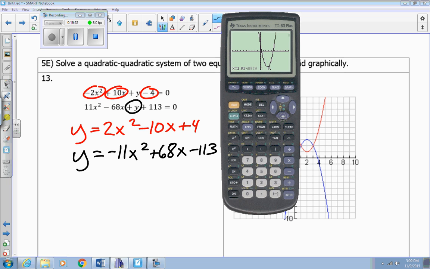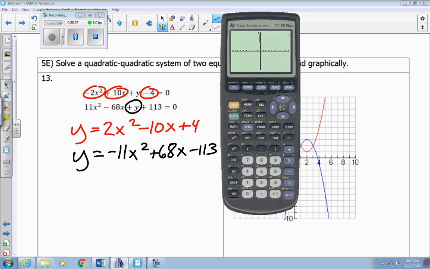Alright, probably should have zoomed in. Let's zoom in. And let me zoom in again. That's an ugly one. Alright, zoomed in, and I only see one intersection. If you don't zoom in, you can't tell if there's 1 or 2 intersections.